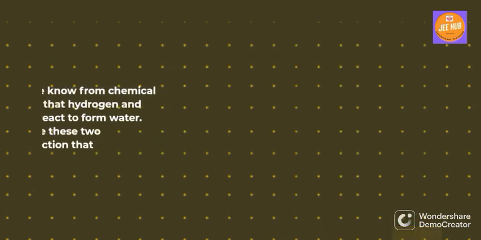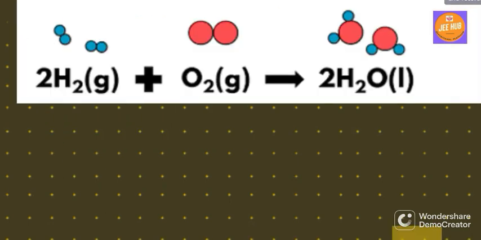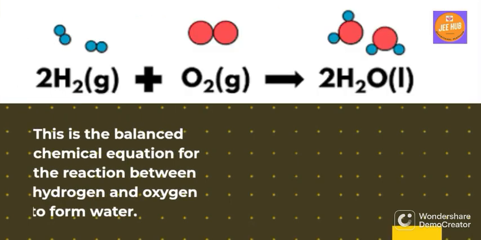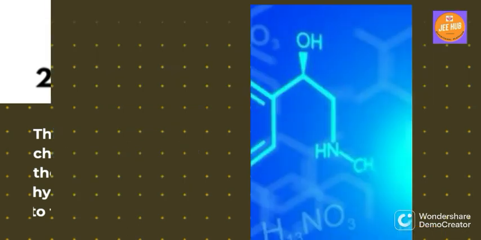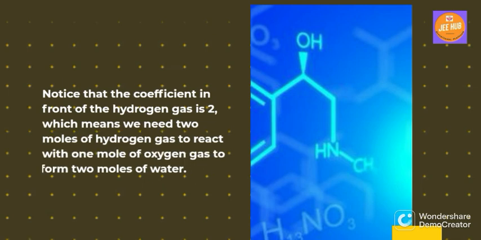And we know from chemical reactions that hydrogen and oxygen can react to form water. So, if we combine these two beakers, we'll get a reaction that uses up all the hydrogen and oxygen, and produces water. This is the balanced chemical equation for the reaction between hydrogen and oxygen to form water. Notice that the coefficient in front of the hydrogen gas is 2, which means we need 2 moles of hydrogen gas to react with 1 mole of oxygen gas to form 2 moles of water.